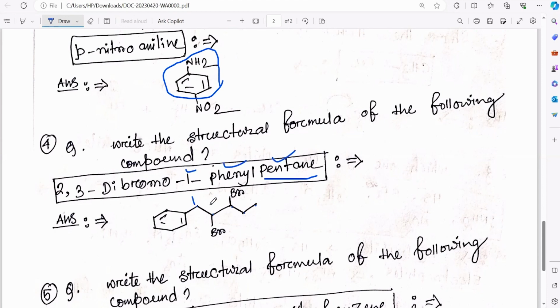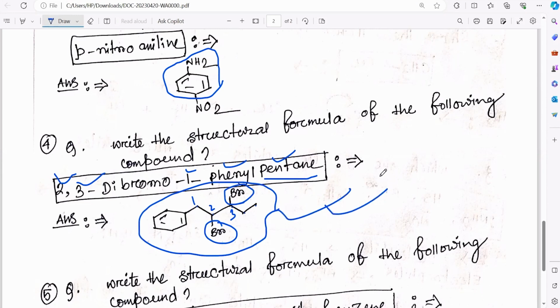Now we'll go to the 2,3-dibromo. Now this is the 2. Now this is the 3. In the 2 position, there is a bromine atom present. That is 2 done. Now 3 position, we'll put another bromine. Now the whole molecule is with us. Now whatever they are asking, 2,3-dibromo-1-phenylpentane, so this is the actual structure of this molecule.